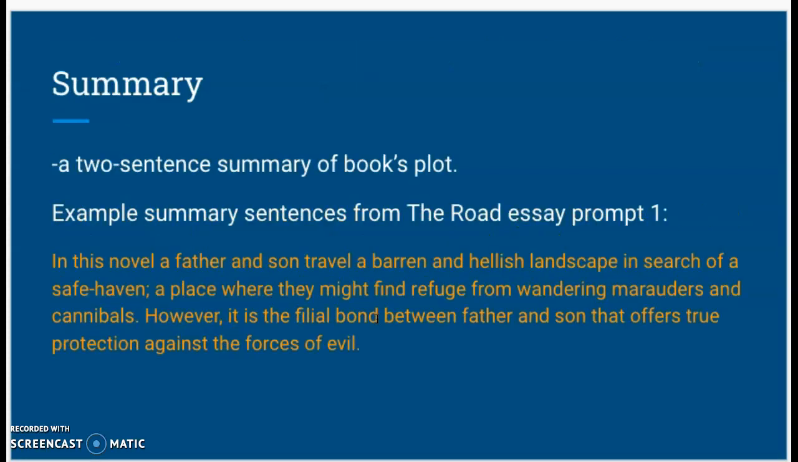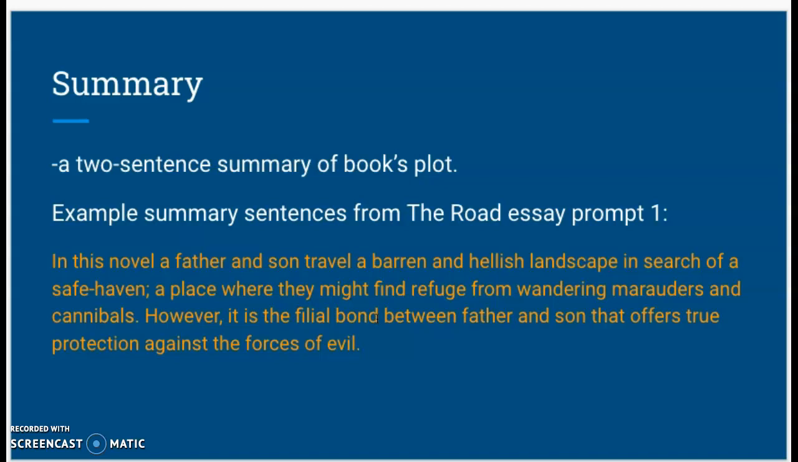After I've given my bridge, I give a summary. Again, your summary is 2 sentences long, not more, not less. You are not going to give away key plot details of the book. You're not going to give away any spoilers. You're just going to essentially give the book a tagline so your audience understands the context of your essay and what you're talking about. So here's my summary.